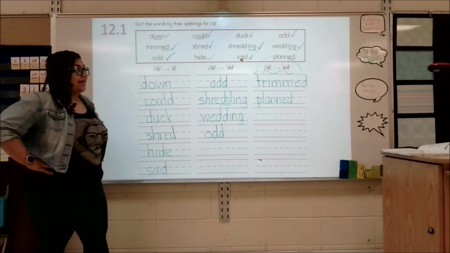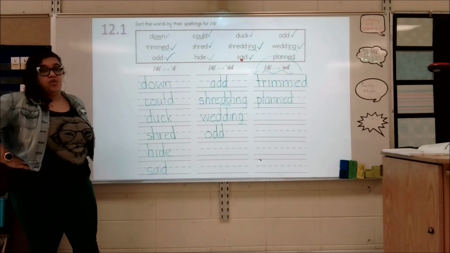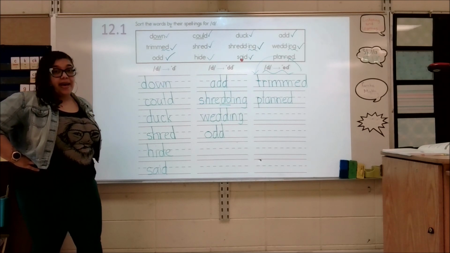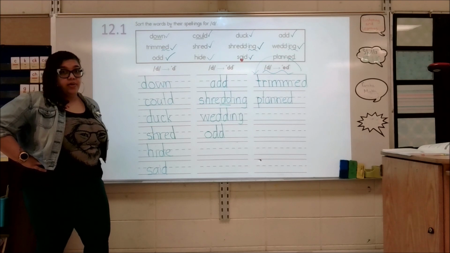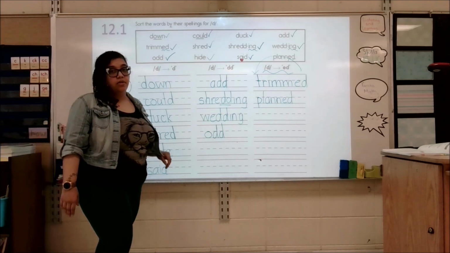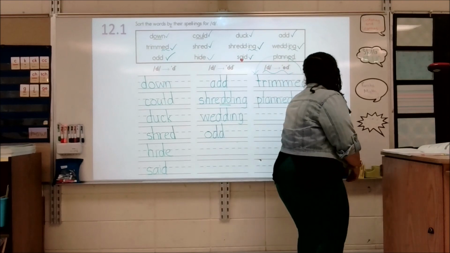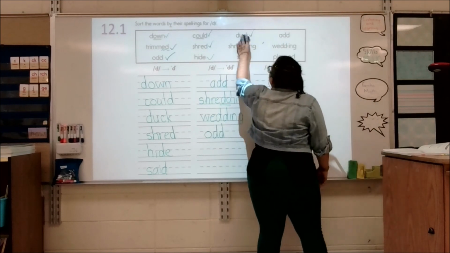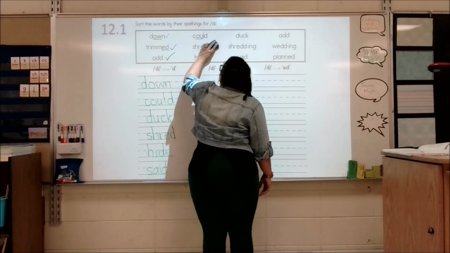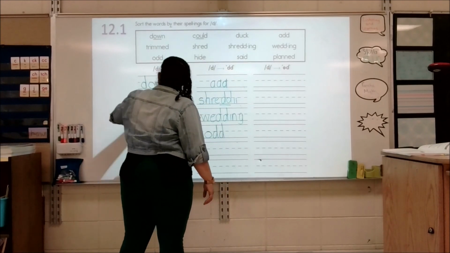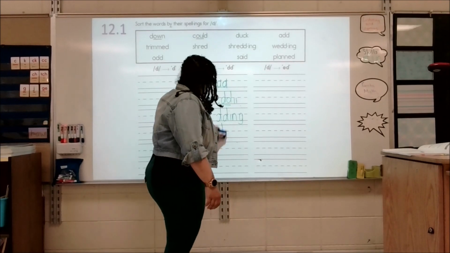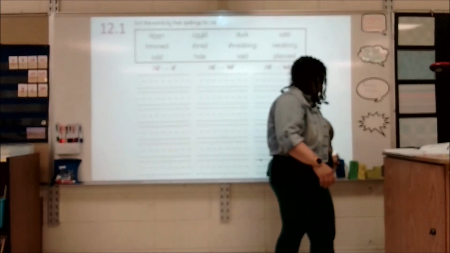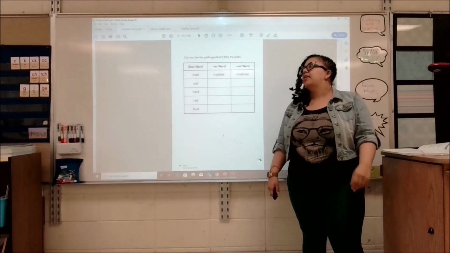The part you will complete independently, and I'm trying to stay on light in case you need to pause, is the back side. Did I give you a good shot to pause on? I hope so. All right, so let me show you the back side. The back looks like this.